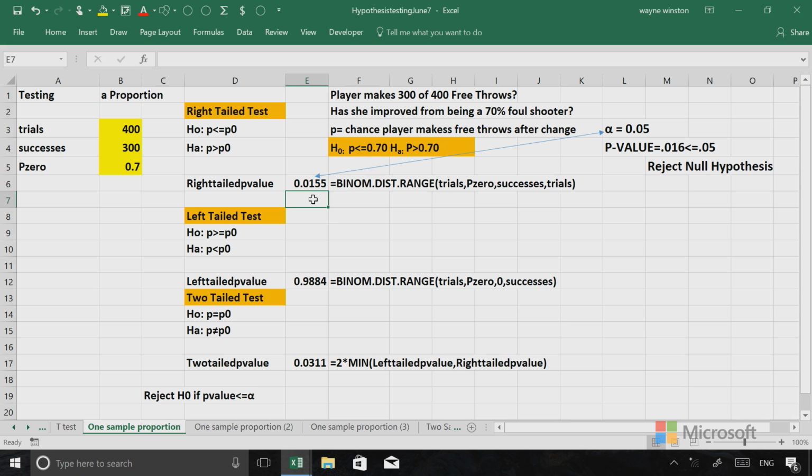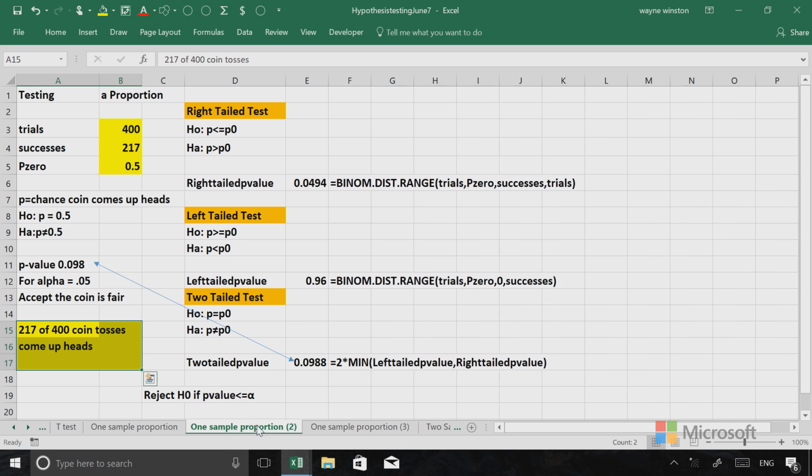Now, how did I get that p-value? I simply came up with, if you were a 70% foul shooter, what's the chance you'd make at least 300 out of 400? And the answer is very small, 0.016. So we reject the hypothesis that you're a 70% foul shooter and the new coach helped you. Okay, now let's do another example.